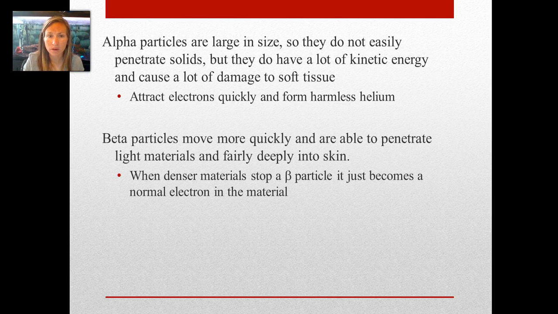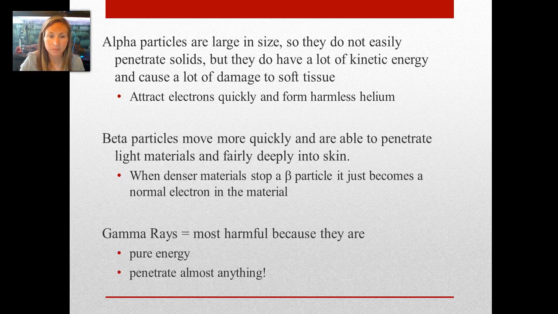Beta particles now will move more quickly and are able to penetrate light materials and fairly deep into the skin because they are much smaller. However, if a denser material stops a beta particle, it will just become a normal electron in that material. And then finally, your gamma rays, they are the most harmful because, number 1, they're pure energy, and number 2, they can penetrate almost anything.